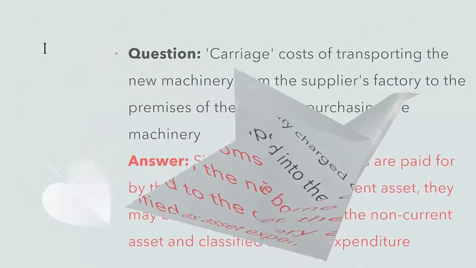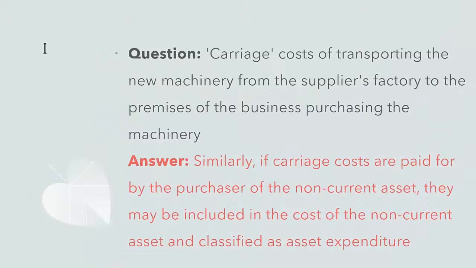I. Carriage costs of transporting the new machinery from the supplier's factory to the premises of the business. Answer: asset expenditure. Why? Transportation costs for delivering machinery to the business's premises are also considered part of the total cost of acquiring the asset. Just like customs duty, these costs are necessary to get the machinery ready for use and are added to the asset's value on the balance sheet.